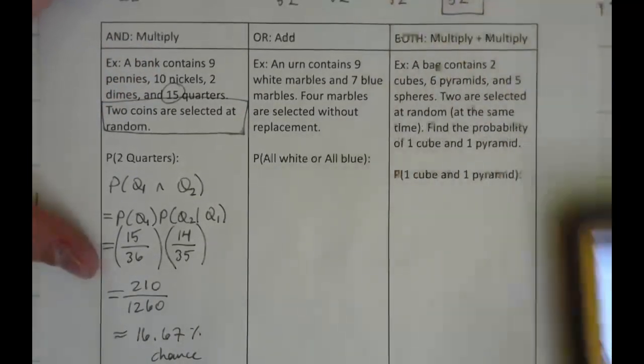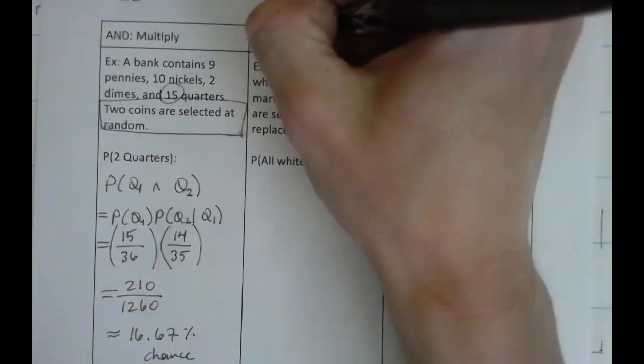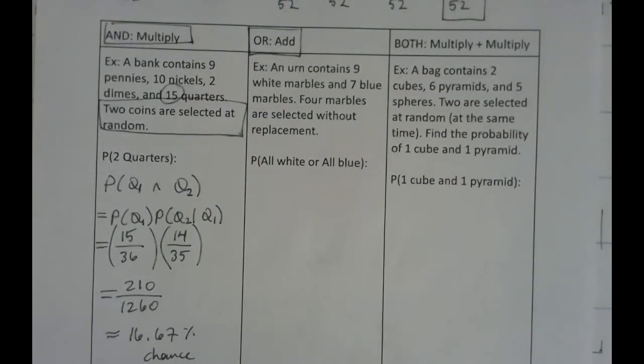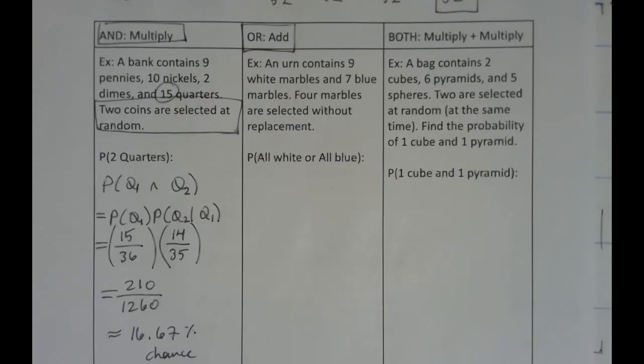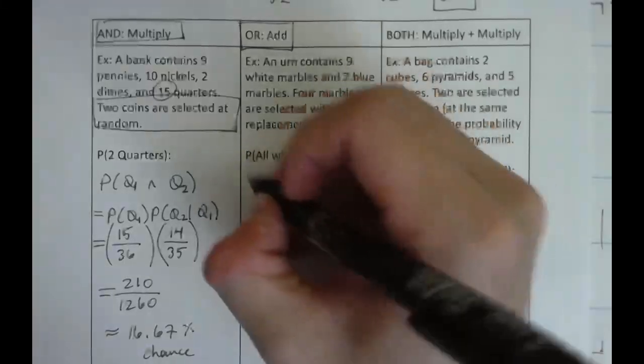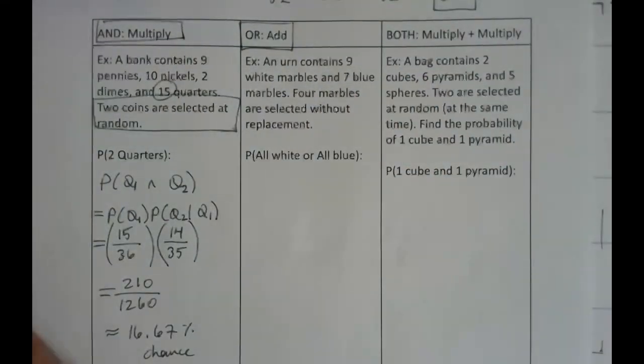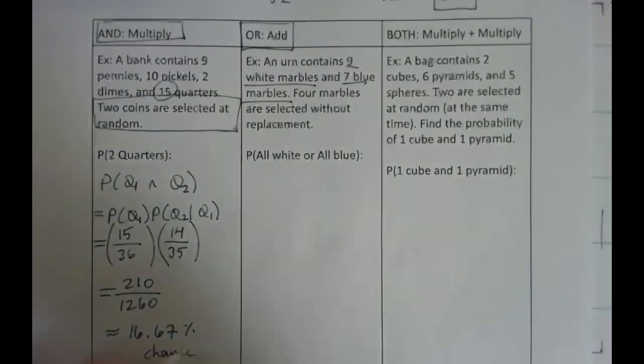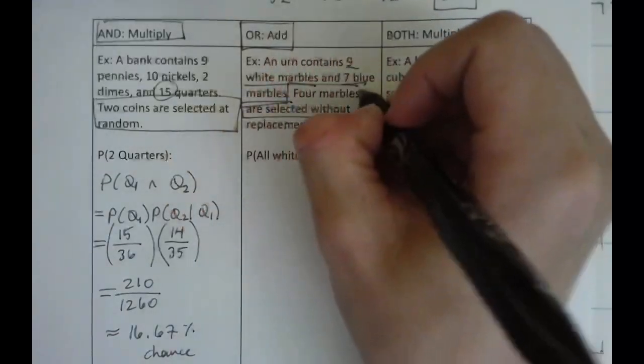Alrighty, so let's try the next one with the urn. Now this one is like saying or, okay? So and is like multiply, alrighty? Or is add. Let's see. If an urn contains 9 white marbles and 7 blue marbles, 4 marbles are selected without replacement. The probability of all white or all blue. So let's see what we could do here. So if this guy has 9 white marbles and 7 blue marbles, and we want to pick 4 out of that total, alrighty?